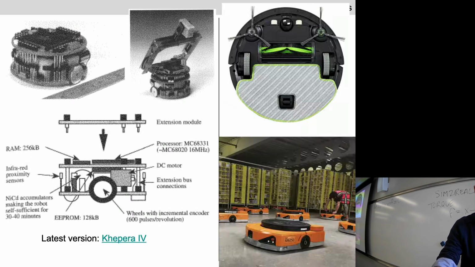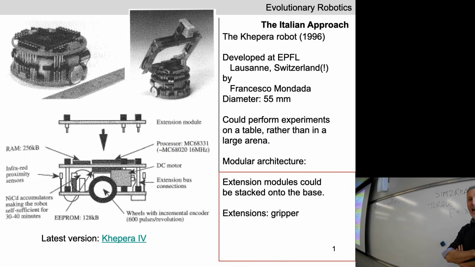We'll start with the Italian approach. They used a brand new robot at the time called the Kepra robot. It was built around 1996. It was developed at EPFL in Switzerland, so Italian researchers in Switzerland. It's confusing. We'll call it the Italian approach.